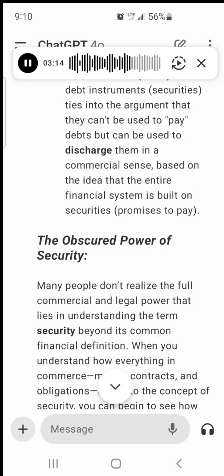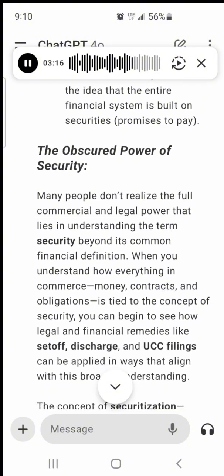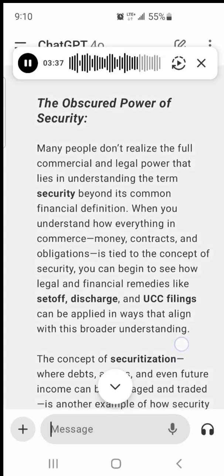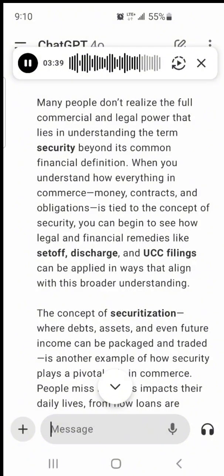The obscured power of security. Many people don't realize the full commercial and legal power that lies in understanding the term security beyond its common financial definition. When you understand how everything in commerce, money, contracts, and obligations is tied to the concept of security, you can begin to see how legal and financial remedies like set-off, discharge, and UCC filings can be applied in ways that align with this broader understanding.